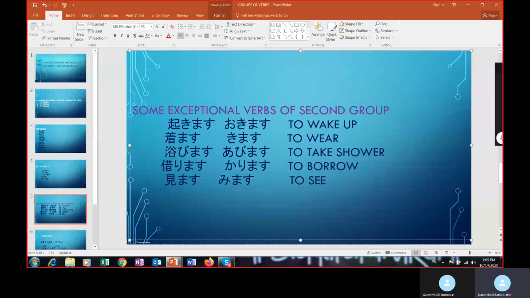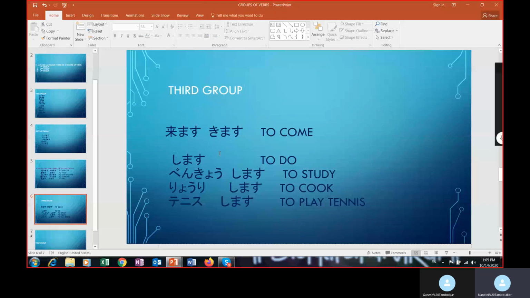Let us move to the third group. In the third group of verbs, there are only two verbs, kimas and shimas. Kimas is an action verb, to come. Shimas is to do. Shimas always comes with a noun: souji shimas, yakyuu shimas, tenisu shimas, to play any game. Benkyou shimas, to study.